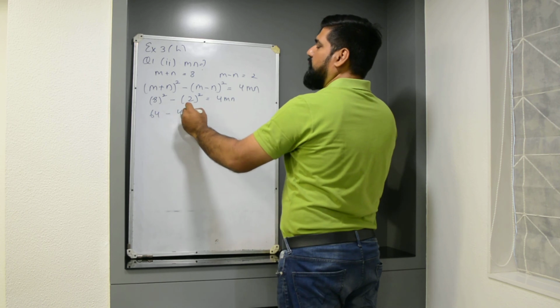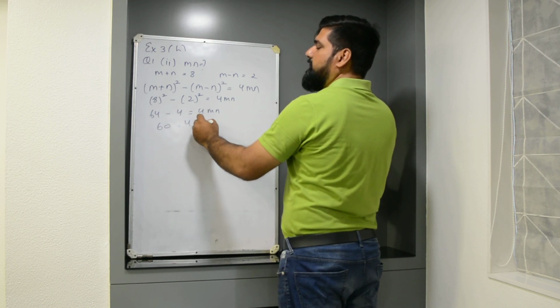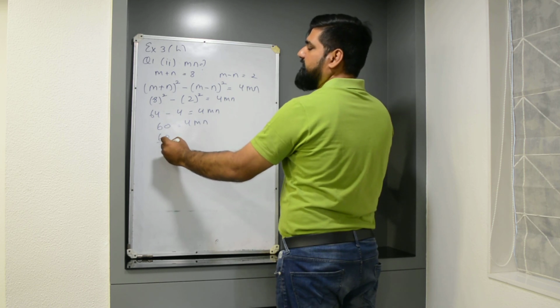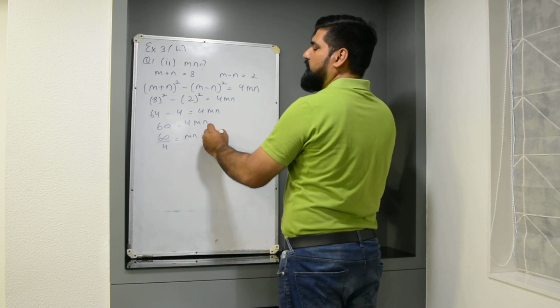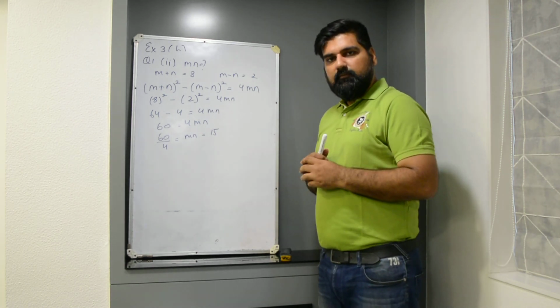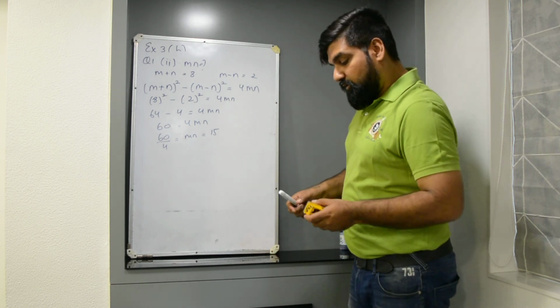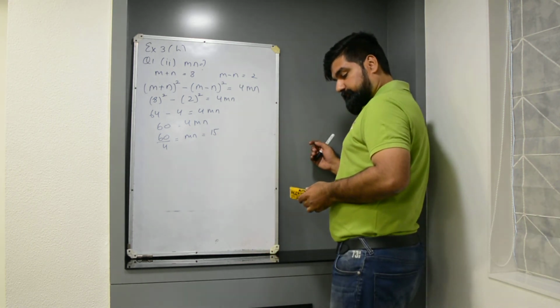64 minus 4 is equal to 4mn. 60 is equal to 4mn. So what we'll get is 60 by 4, which is equal to mn, which is equal to 15. So the final answer is 15. That is how we'll be using this identity. Let's move to the next question.